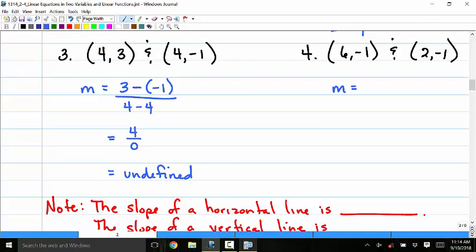Number 4, what is the slope? I'm going to start with this y value. So negative 1 minus a negative 1 over 6 minus 2. So I get 0 over 4, which is, what's 0 divided by any number? 0.